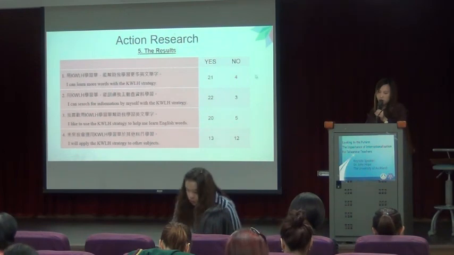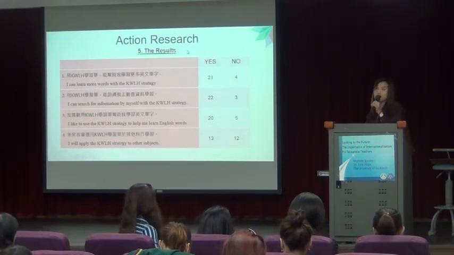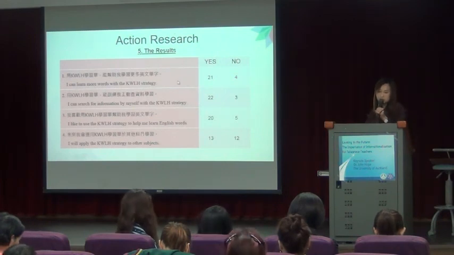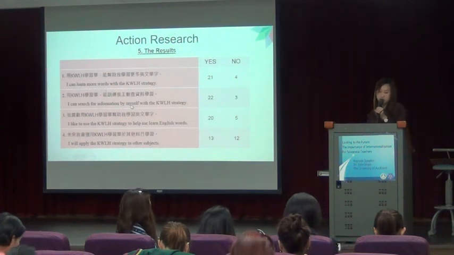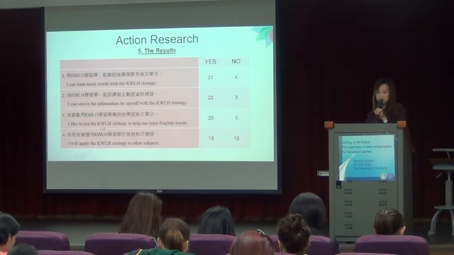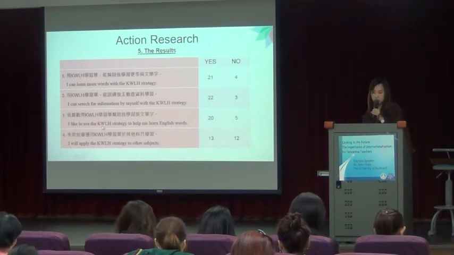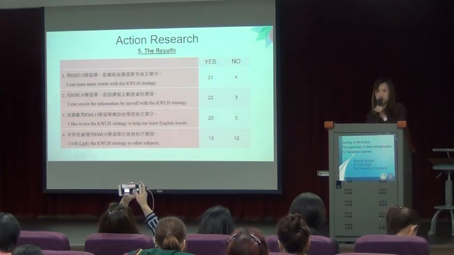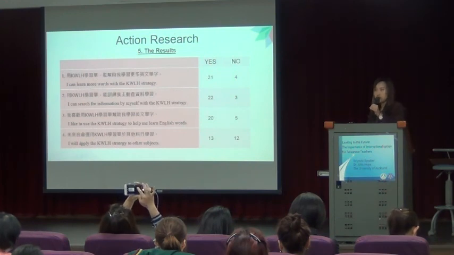Also, they showed a positive attitude after they used the strategy. Among 25 students, more than 20 students think they can learn more words with the strategy, and they can also search for information by themselves with the strategy. They also like to use the strategy to help them learn English words. And half of them will apply the strategy to other subjects. They shared that they want to use the strategy in subjects like social studies or science.